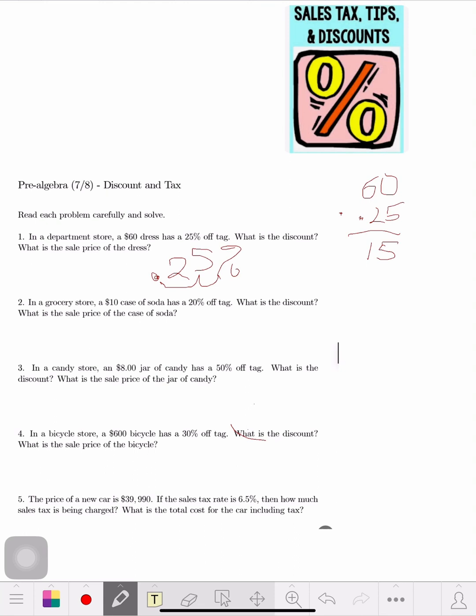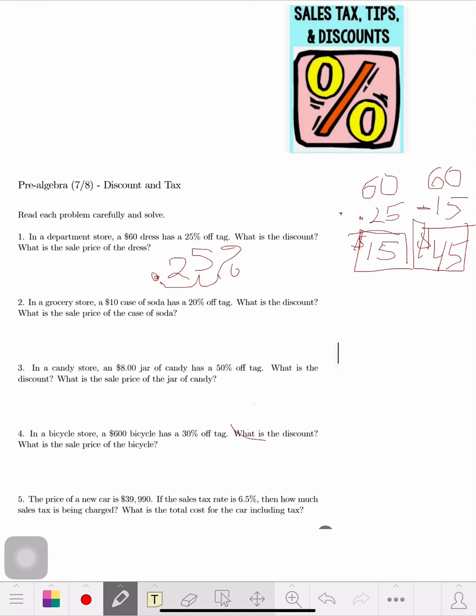So $15, I'm going to square this off because this is one of my answers, $15. But now the second part is, what's the sale price of this dress? So we got $60 minus the $15. So how much are we going to pay for this dress? We're going to pay $45. And that's how much we're going to pay. Let's put dollar signs here because sometimes teachers subtract points if you don't have the correct things. And that's basically it.